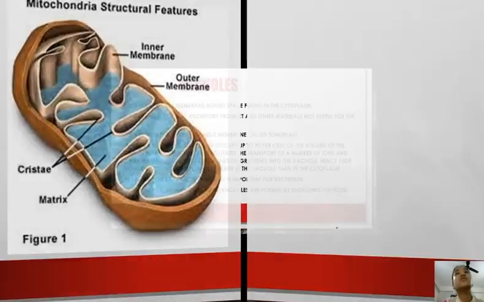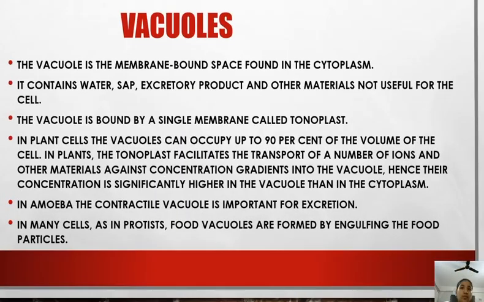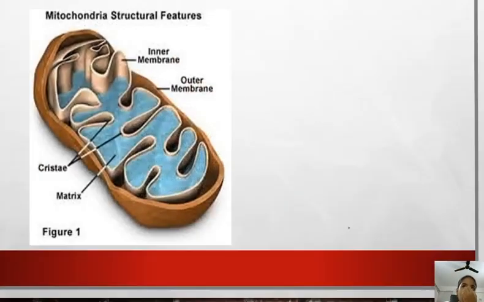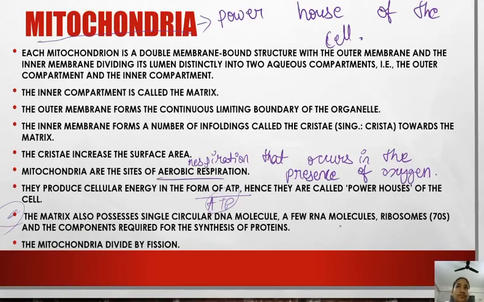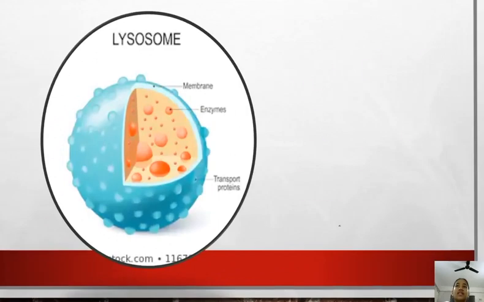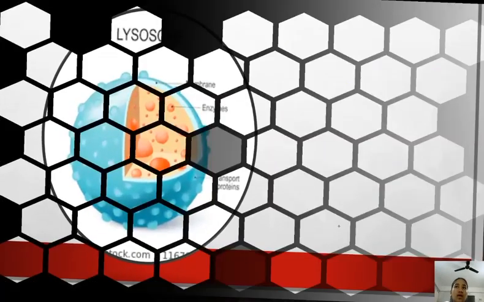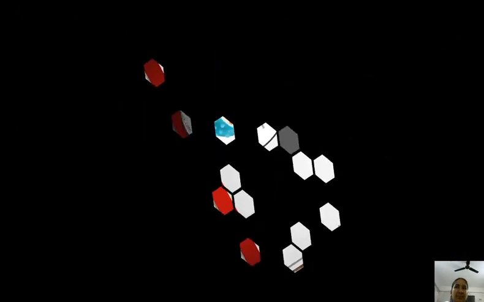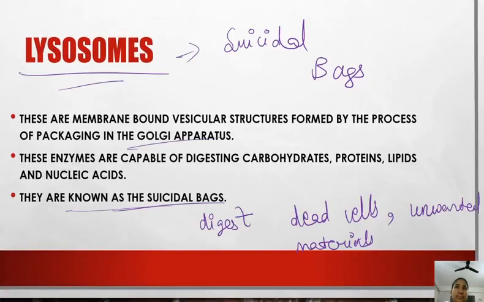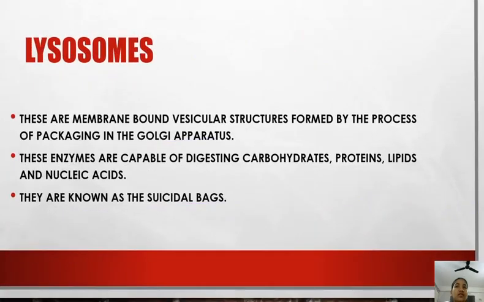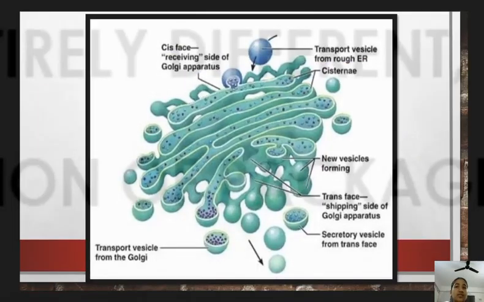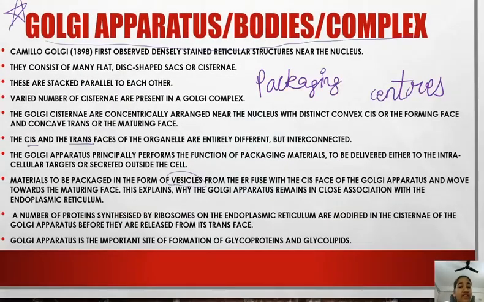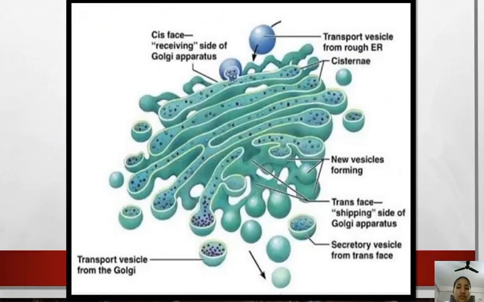So I hope you understood till here. In our next topic, we'll be learning about vacuoles and more. Today we learned about the mitochondria, the lysosomes, and the Golgi bodies. I hope that this was clear enough for you all. If you have any doubts, kindly post them in the comments box.